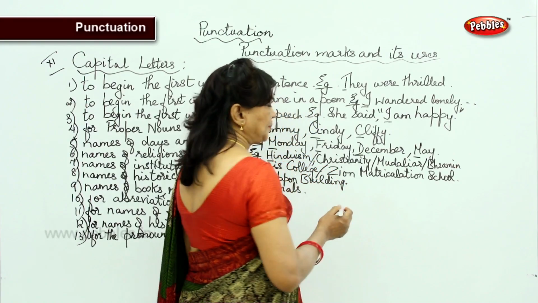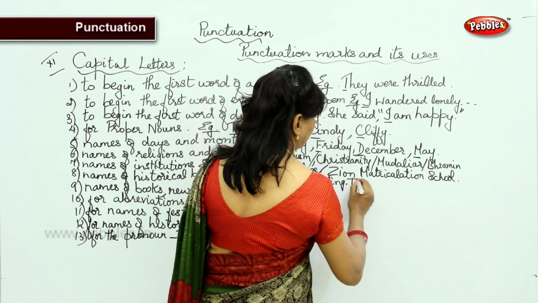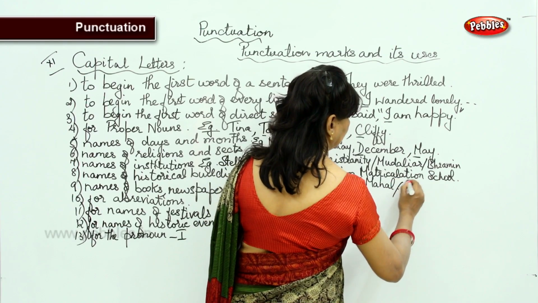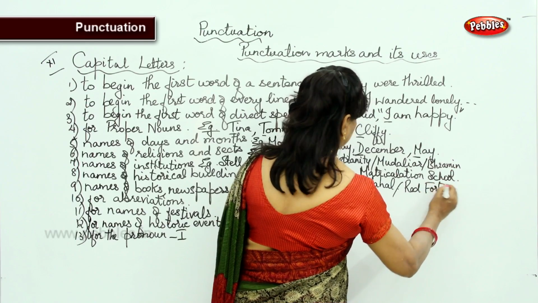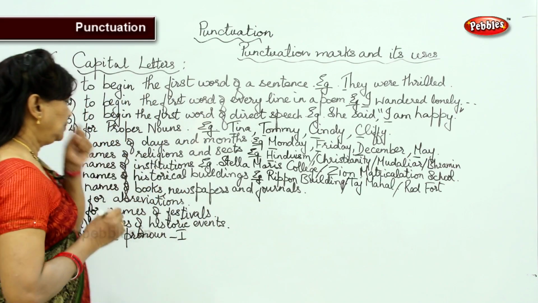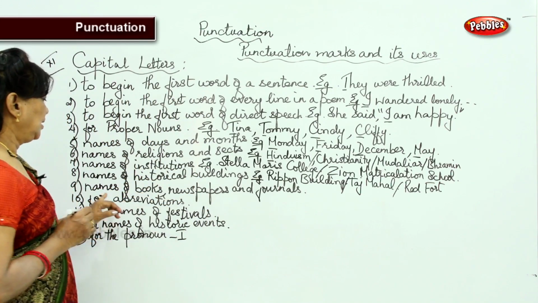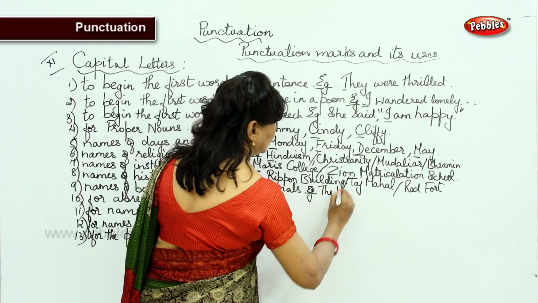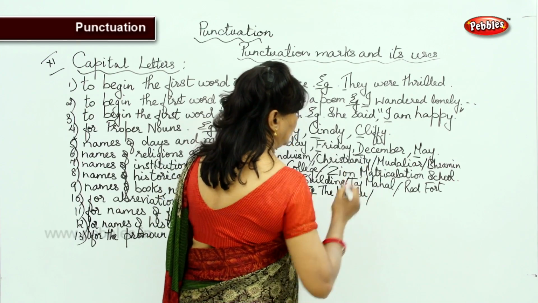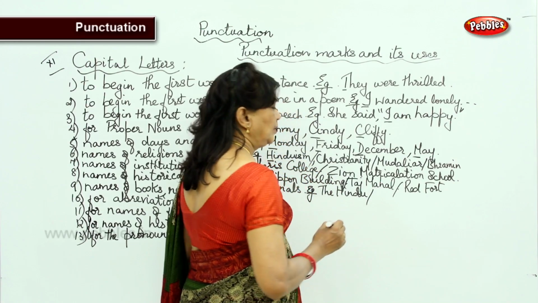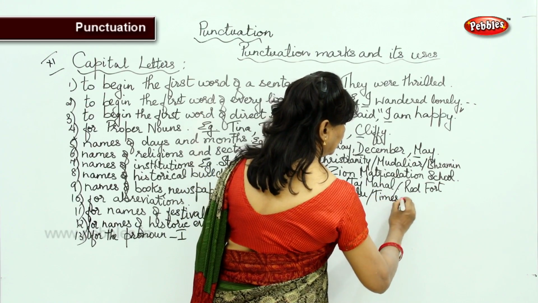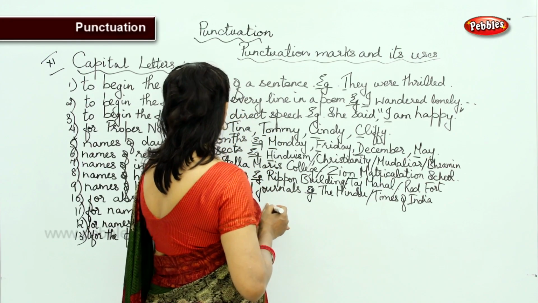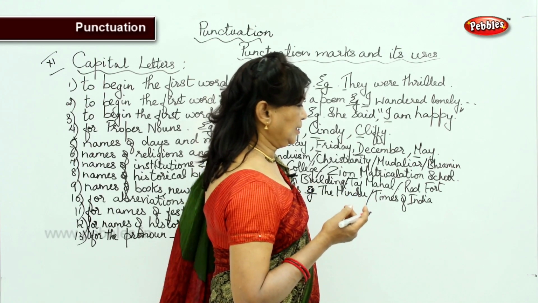You can even say any other building. Okay, Taj Mahal. The Red Fort. All these are examples of historical buildings. Names of books, newspapers and journals. Example, The Hindu. We have Times of India. All these are newspapers, and we can even write journal. Books also, any book, the title of the book will be written in the capital letter.